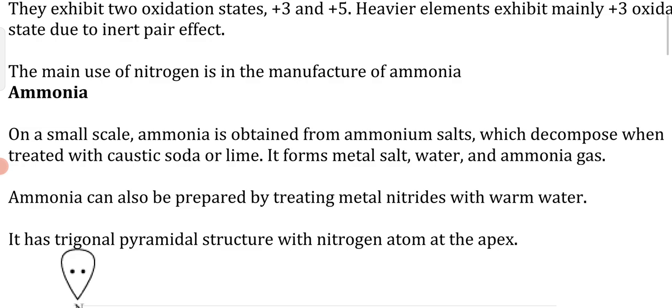On a small scale, ammonia is obtained from ammonium salt, which decomposes when treated with caustic soda or lime.